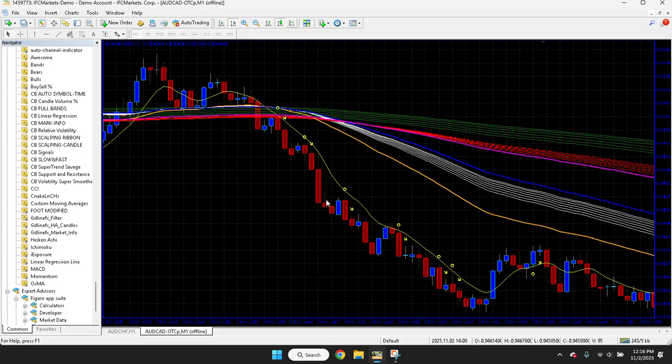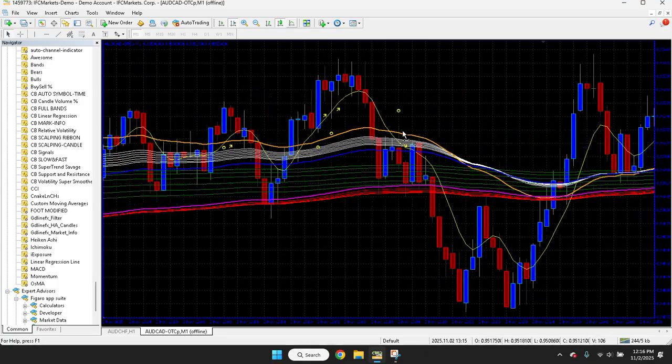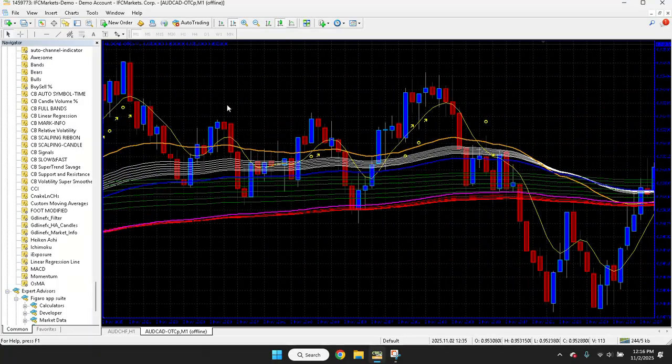Here's a nice long run. That one was a win, that one was a win. This one was a win, that was a win. Oh, no, this one was a loss. This one was a loss. This one was a win. This one was a win. And then we zoned out until the market changed.